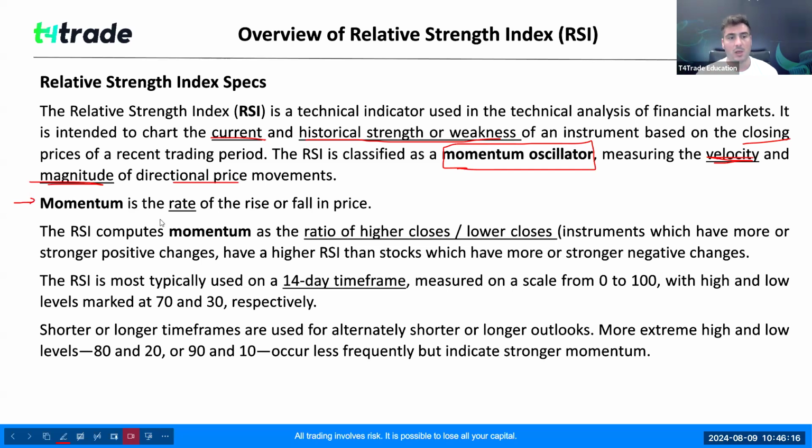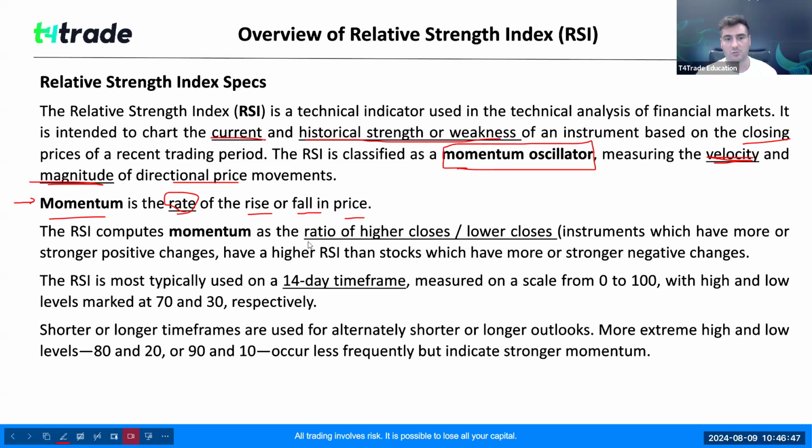So momentum. What is momentum? Is the rate of rise or falling of prices. Okay, that's what momentum is. Momentum is a simple technical indicator. So RSI is an adjusted momentum oscillator that takes into account many other things to give you an indication of how strong or weak the trajectory of this kind of momentum of an instrument is currently or historically.